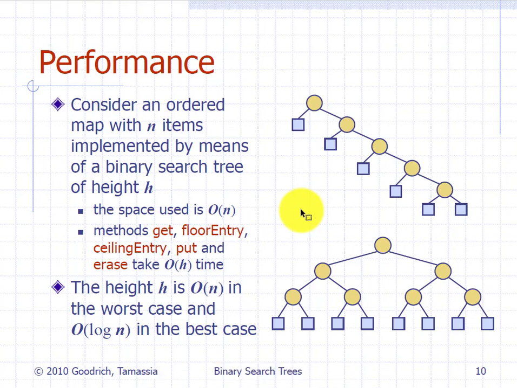We found in the last lecture that when we considered binary search trees with a height h, the space used was O(n), and you could get the floor entry, get any value, get the ceiling entry, put an item into the binary search tree, and erase items in O(h) time, where h is the height of the tree. We also spoke about the benefits of using balanced binary search trees. However, we had no way to maintain a balanced tree with the standard definition of a binary search tree. So that's the motivation for this lecture.